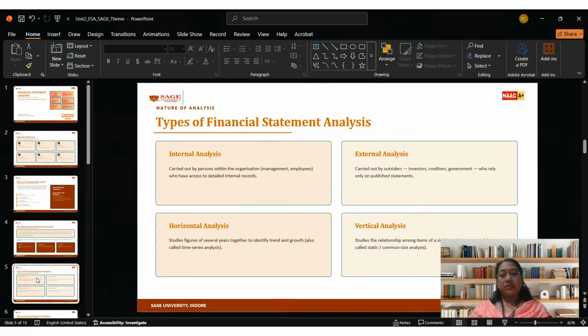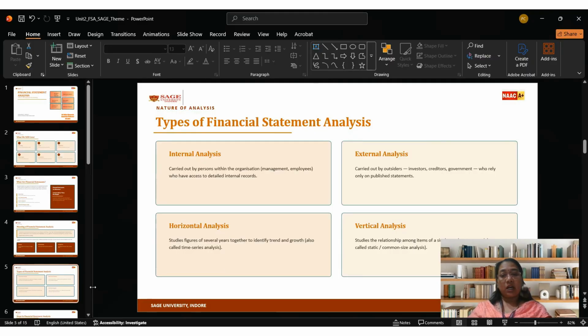Financial statement analysis isn't a single, uniform activity. It can be classified in two different ways, and it's worth knowing both. The first classification is based on who is doing the analysis. Internal analysis is carried out by people within the organization, management or employees, who have access to the detailed internal records. External analysis is carried out by outsiders, investors, creditors, government agencies, who rely only on the published statement data.